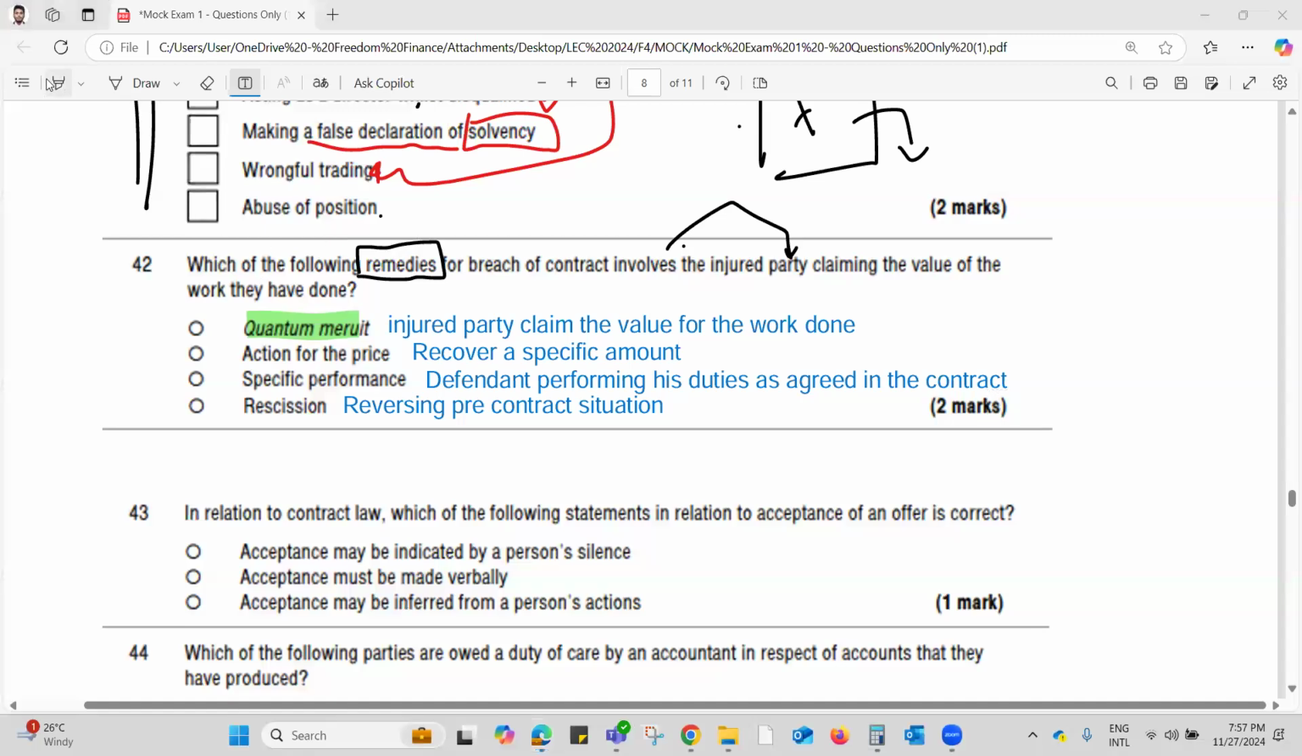Now see, these are some remedies, isn't it? Remedies means the solutions. So they're asking which of the following remedies for a breach of contract involves the injured party claiming the value of the work they have done. That is quantum meruit. You need to know this definition: the injured party can claim the value for the work they have done. Action for price means you are recovering a specific amount. Specific performance means the defendant performing his duties as agreed in the contract. Now, that is a remedy.